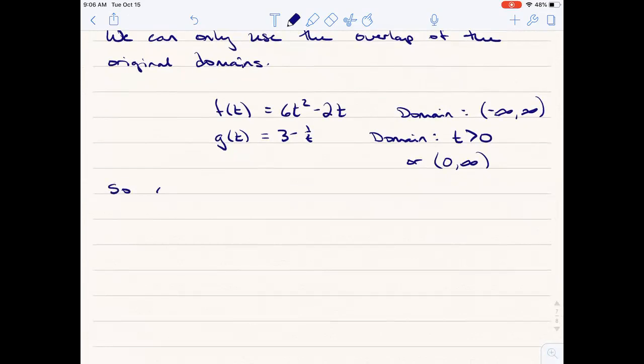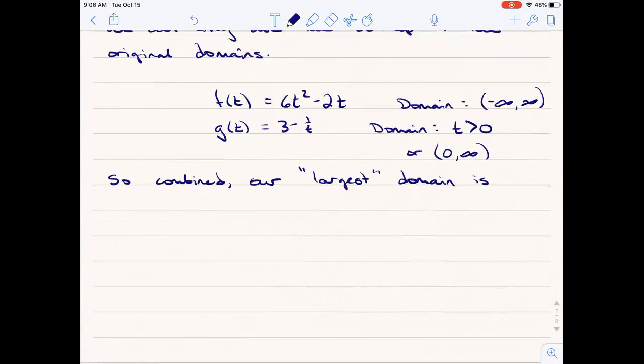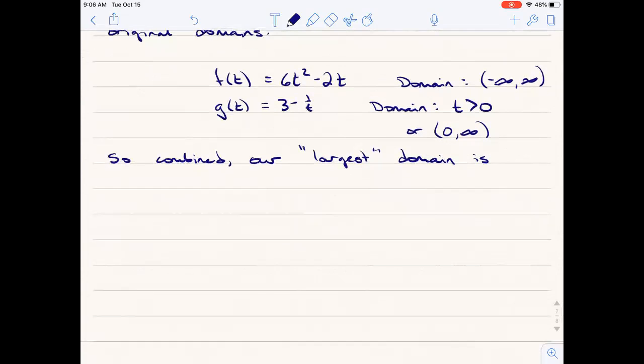So combined, our, let's say, largest domain is, well, f could take from negative infinity to positive infinity. g says, well, I can only handle from 0 to infinity, so combined, any combination of the two can only go from 0 to infinity, right? It is from 0 to infinity.